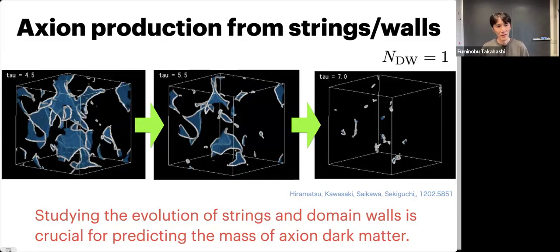And this evolution of cosmic strings and domain walls is very important to study how many axions are produced from the decay of topological defects.